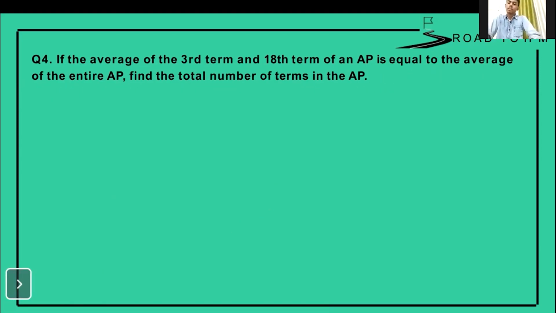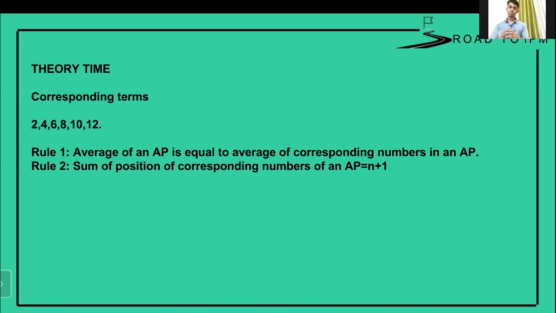If the average of the third term and 18th term of an AP is equal to the average of the entire AP, find the total number of terms in the AP. So for answering this question, you again need an extra concept, and I have a concept booster for you. The concept of corresponding terms. Let's take this AP. I'll explain what corresponding terms are.